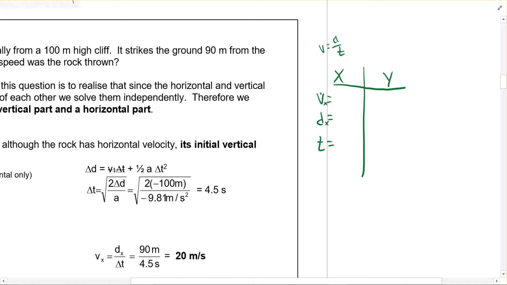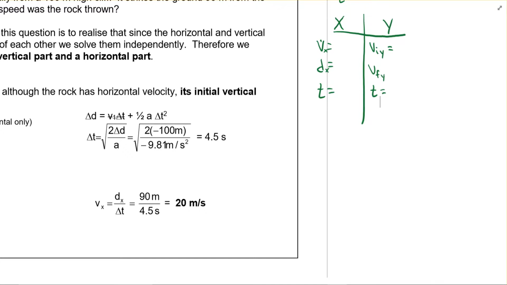Okay? And then in the y direction, the possibilities are all of those acceleration ones. So we're going to have vi in the y direction. We're going to have vf in the y direction. We're going to have t. And t is the same for both, right? That's kind of the big one. That's the big concept, is that for both x and y, the only thing that's the same between them is going to be the time.